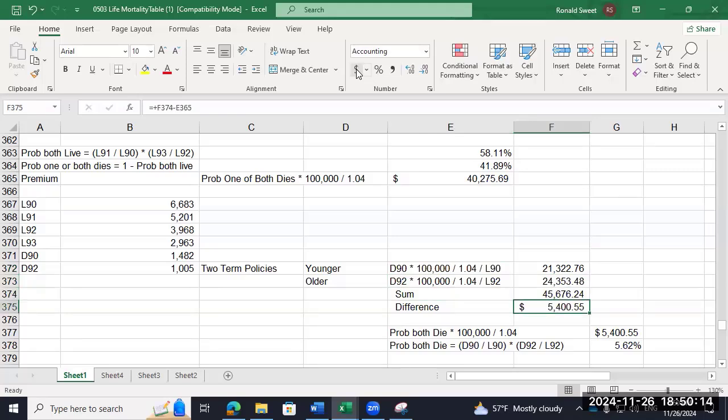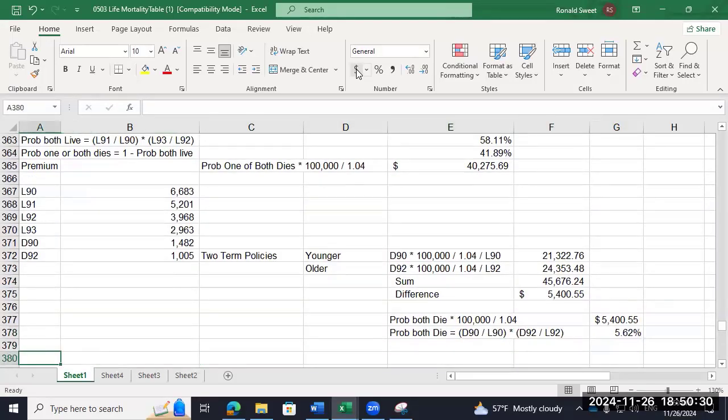So the difference should be the probability they both die times the face divided by 1.04. The probability they both die is the probability the first one dies, which is D over L, and the second one D over L. So there's all the pieces. The last part is the short essay.